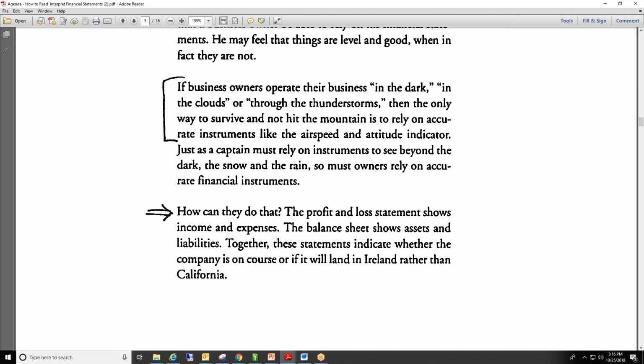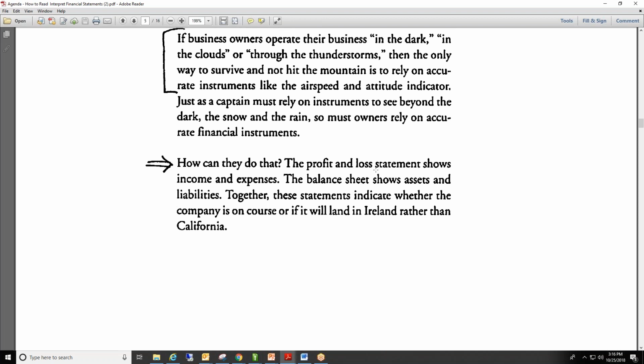So if you're running your business and you don't know what your financial statements mean, it's like operating your business in the dark. You're going to have thunderstorms, there's going to be clouds, you don't know what to do. But as a pilot, they read their instruments so that they know exactly where they are and how you can make a difference. Meaning, are you scheduled to land in Ireland or in California? You know, where are you going to land your business, and are you going to make it there?